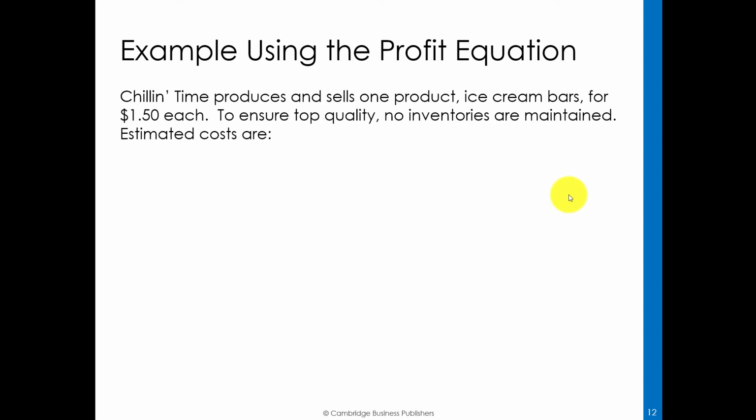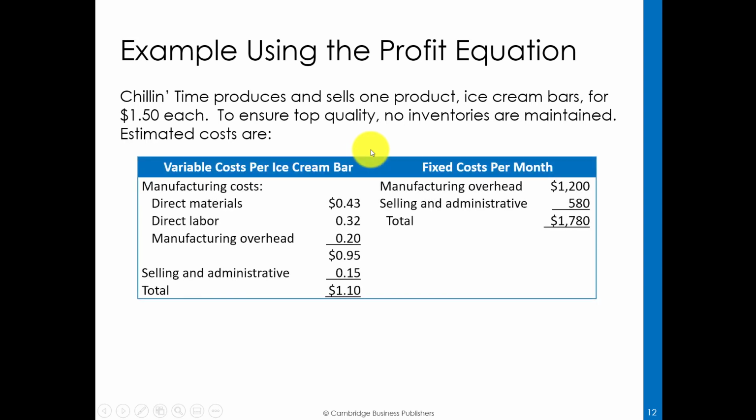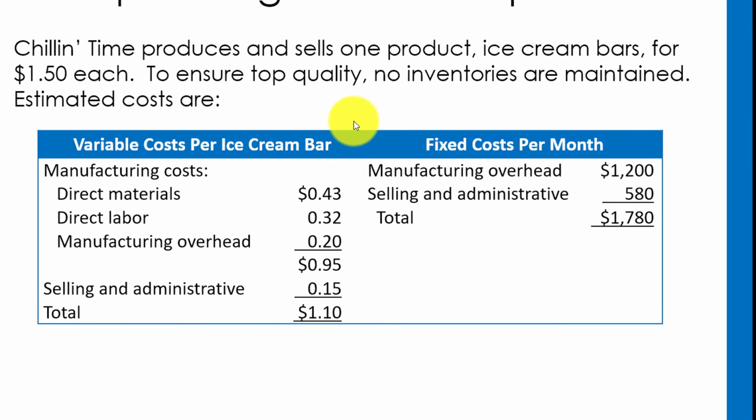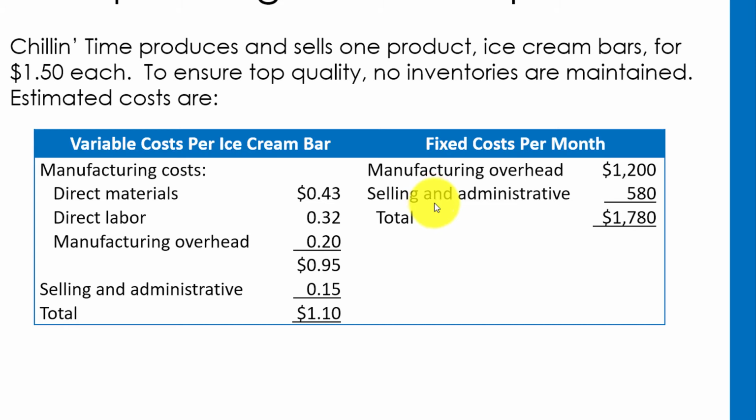Alright guys, let's look at an example here. You have a company, Chillin' Time, makes ice cream bars, sells them for $1.50. Here is the deal on their operating cost. They have fixed costs every month of $1,780. Their variable costs are $1.10 per ice cream bar.